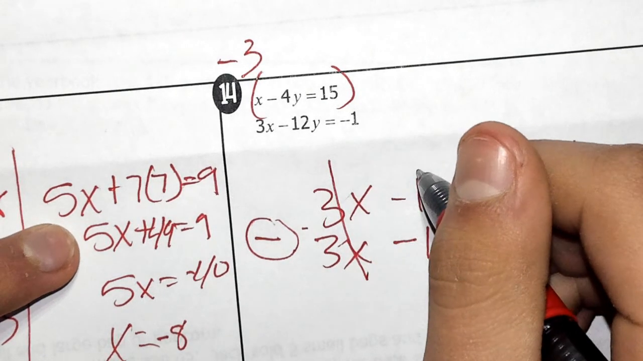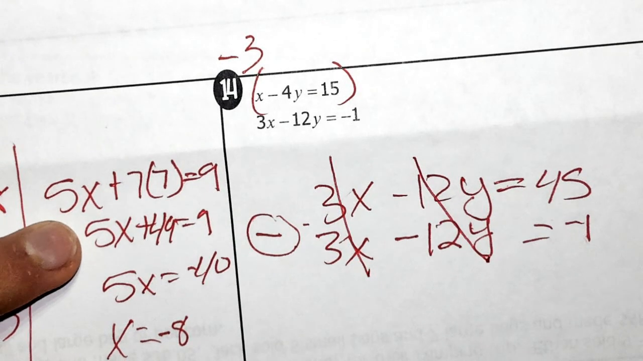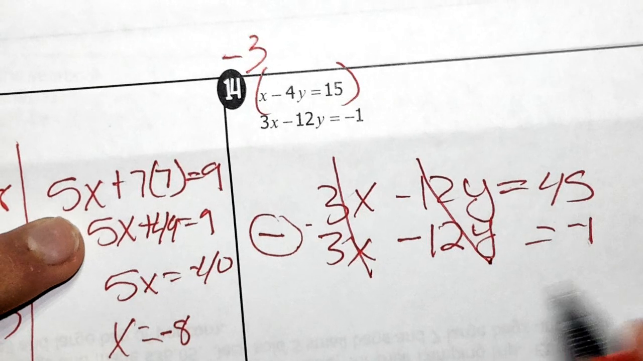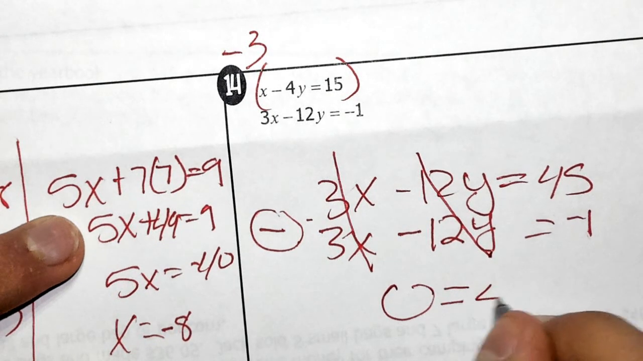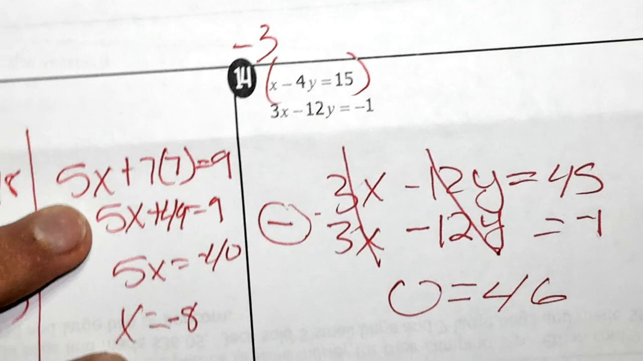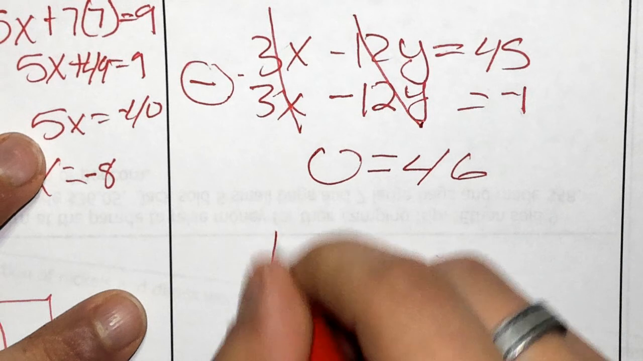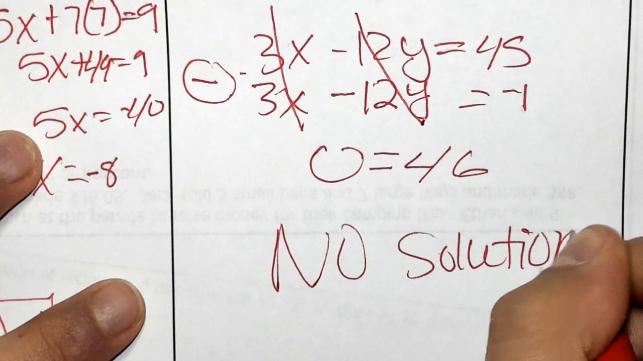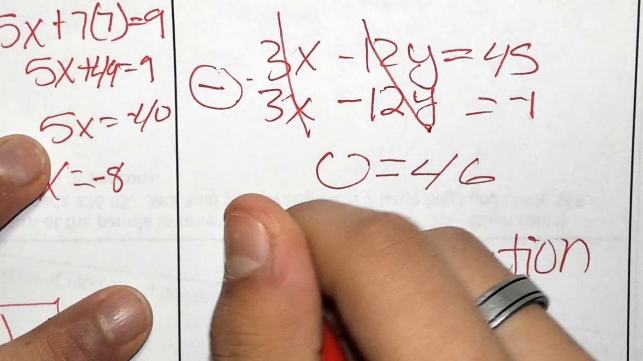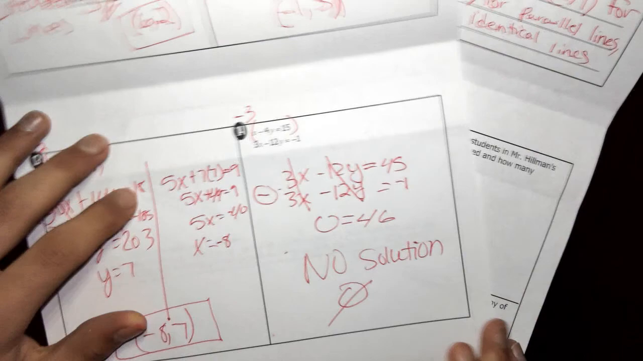That would cancel these ones out too. And you're like, 0 equals 46? The heck? So it'd be no solution. So that's your answer. Pause if you need to write.